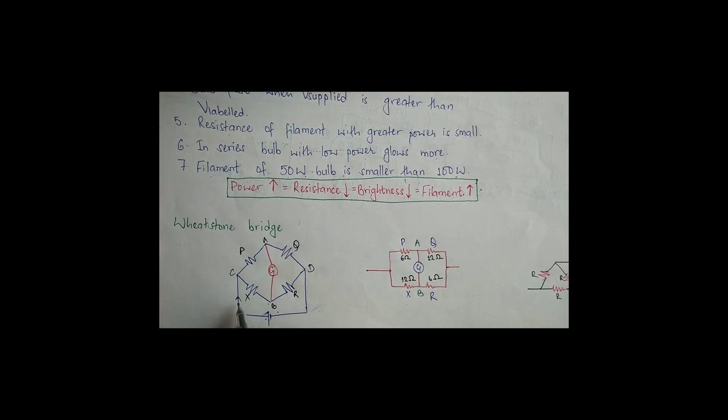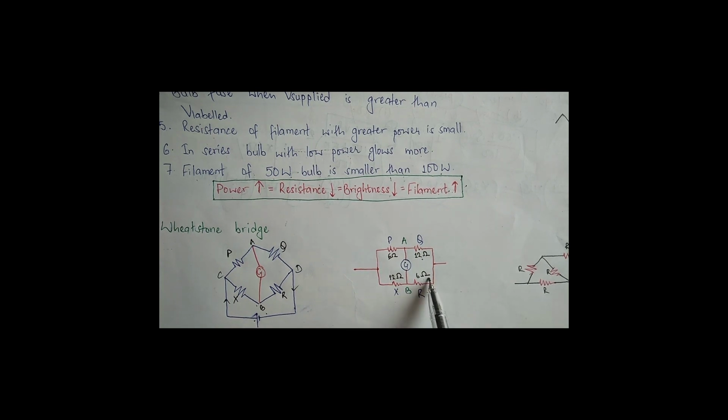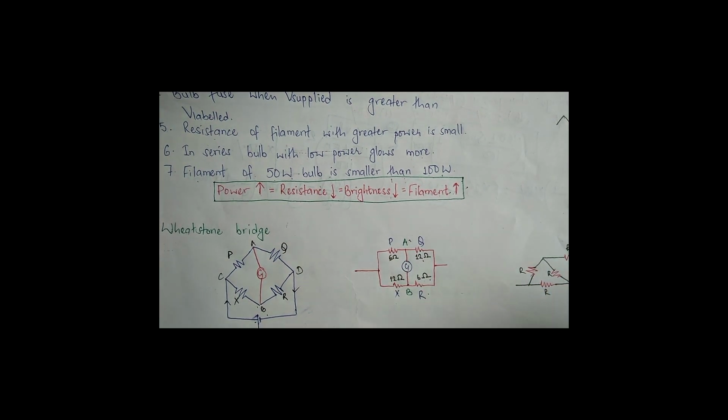So the conventional current will go from positive to negative. So let's discuss this. Here are two resistances on the upper part, P and Q, 6 ohm, 12 ohm, then X and R, 12 ohm, 6 ohm. So from which side will current pass, A to B or B to A?